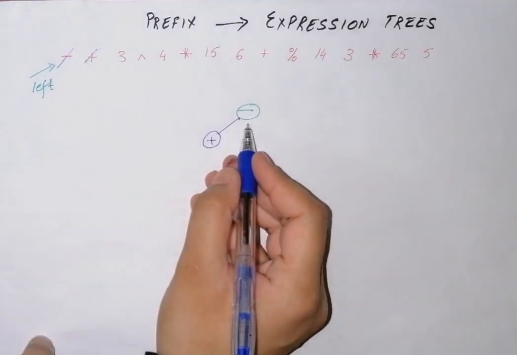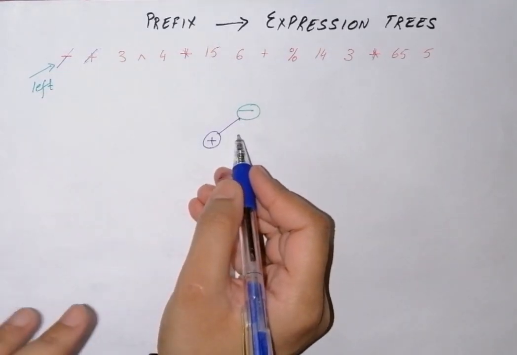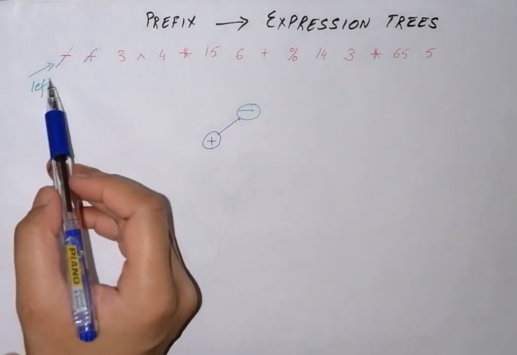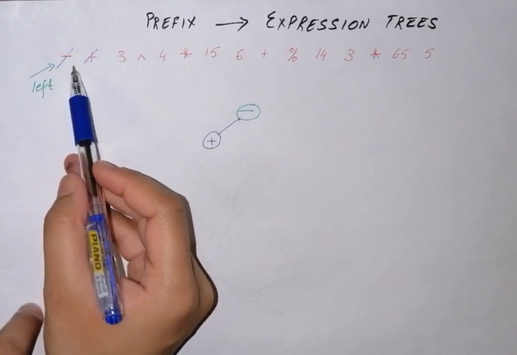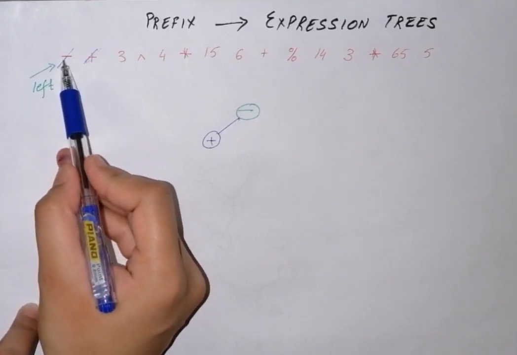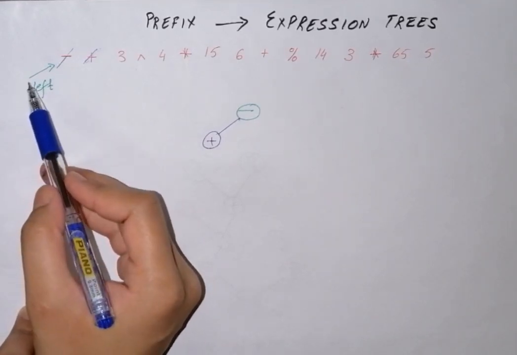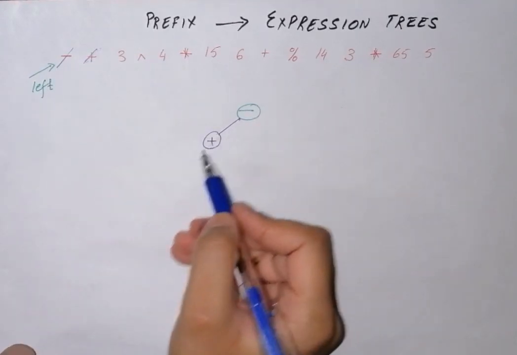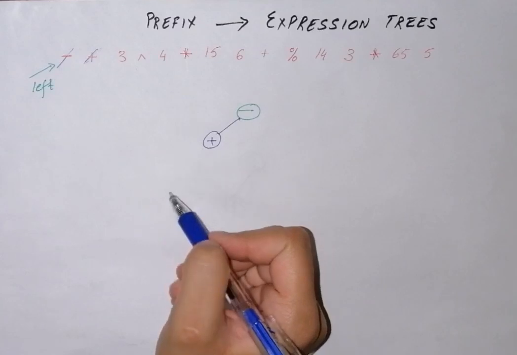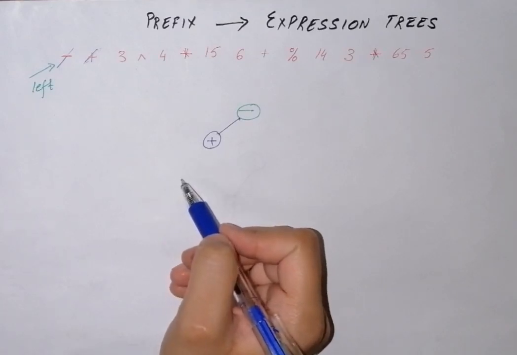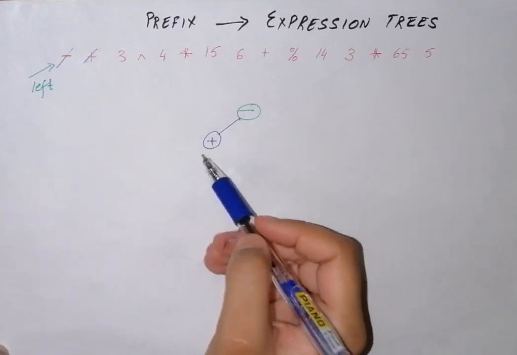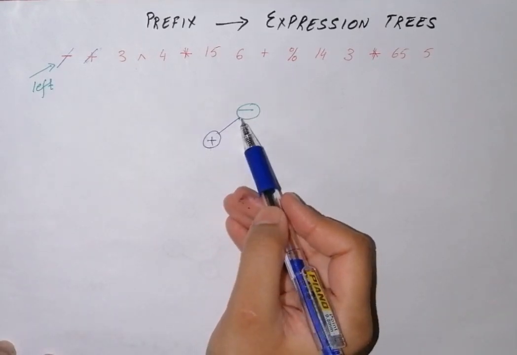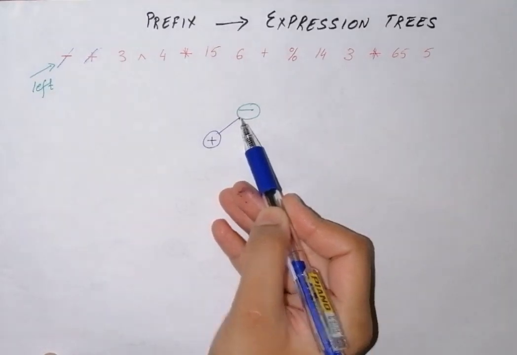I usually make it easier when I try to memorize it: since this is a prefix expression, every operator appears at the left side and we are traversing this notation from the left side as well. So we will insert every node at the left side of the tree as a priority. Here I have inserted plus as the left node of this parent, the minus node.